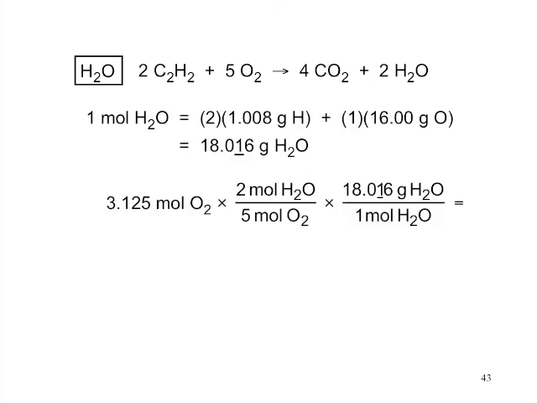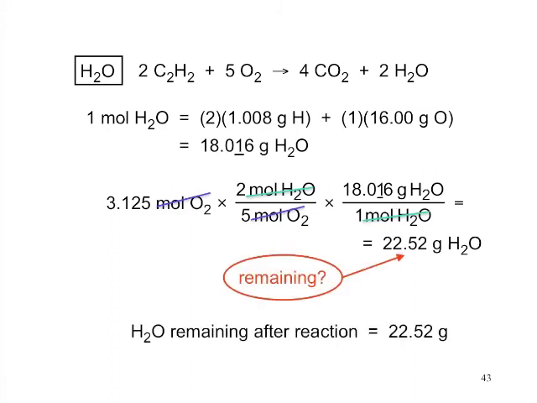We need to know the molar mass for water. So we take our limiting reactant, moles of oxygen, we convert to moles of water formed, right, using our balanced chemical equation. It's a 2 to 5 mole ratio. We multiply by the molar mass of water, and we get the mass of water that's formed. And yes, that's going to be the amount formed after the reaction's completed.